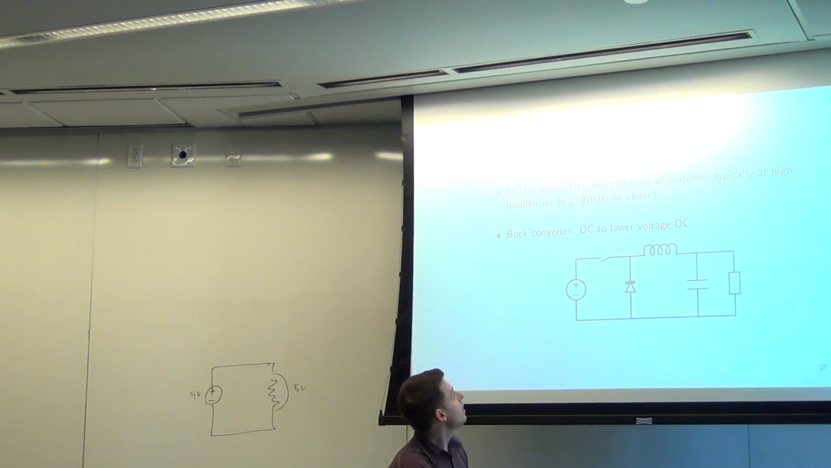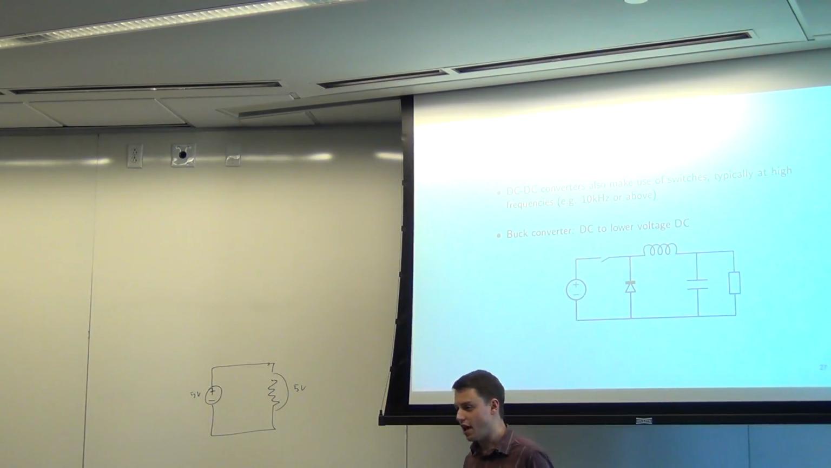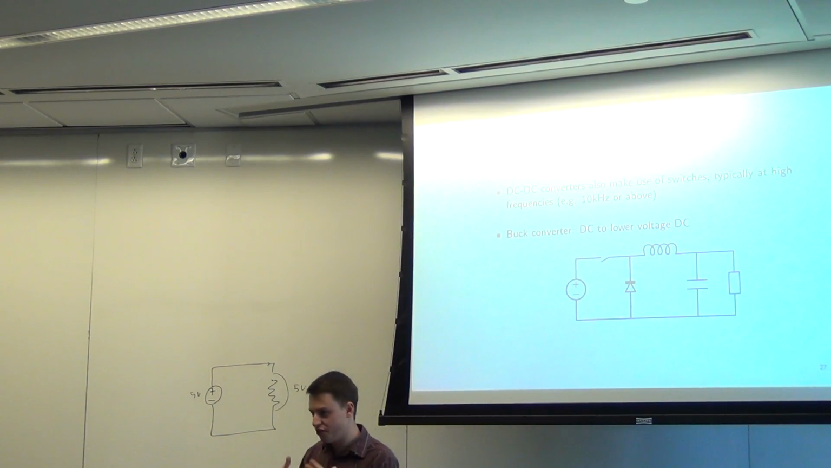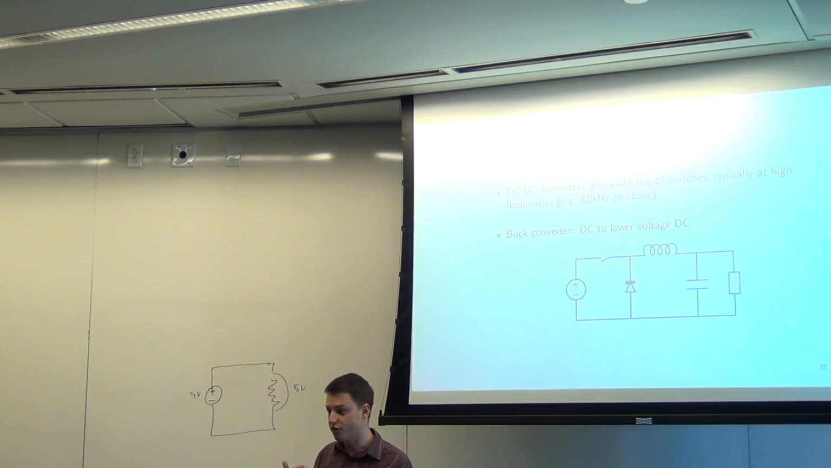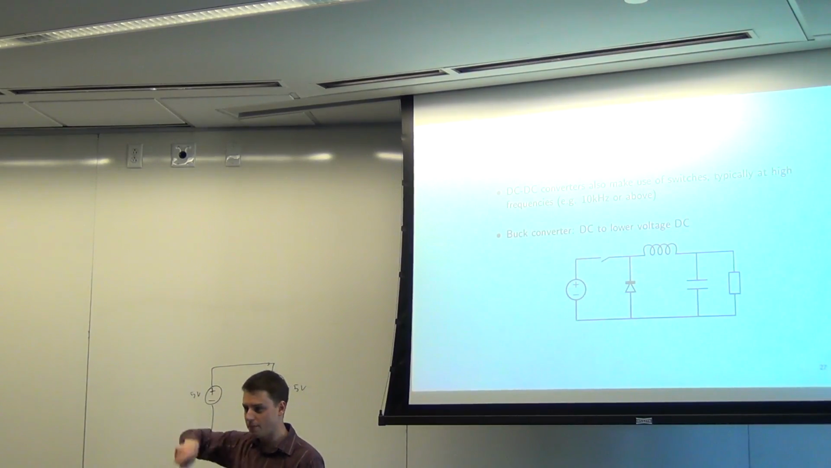DC-DC converters also make use of switches. And the ones that theoretically don't have any losses associated with them typically use switching at very high frequencies, like 10 kilohertz or so. So this is much faster than anything we've seen before. The H-bridge, for example, if you had fast PWMing, that can go faster too, but the H-bridge that just makes the square wave is switching at 60 hertz, right? So here we're switching much faster than that.